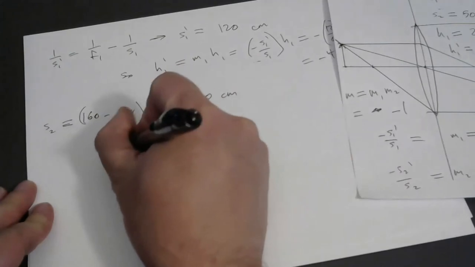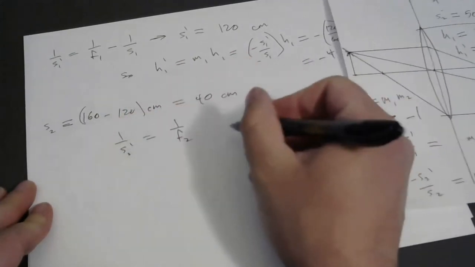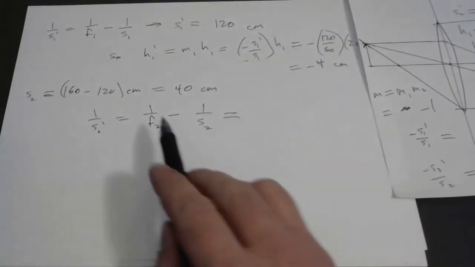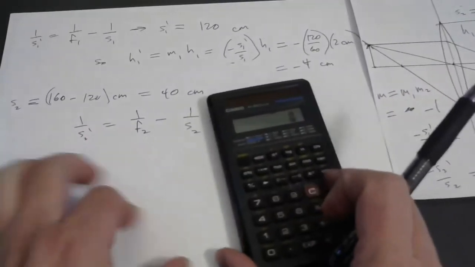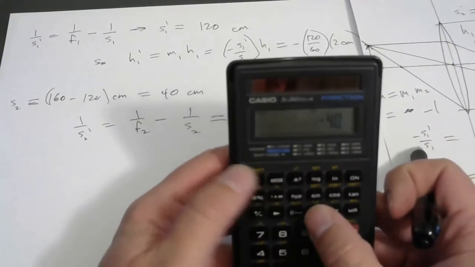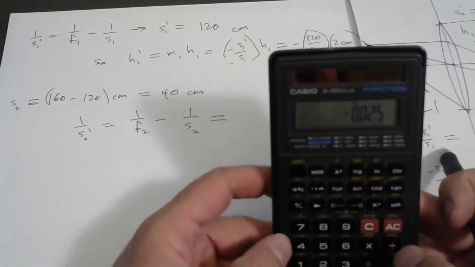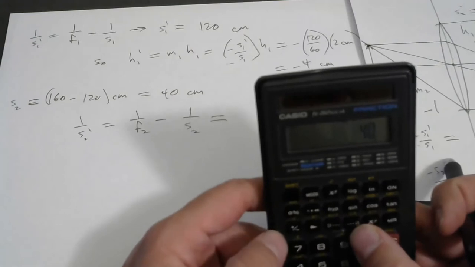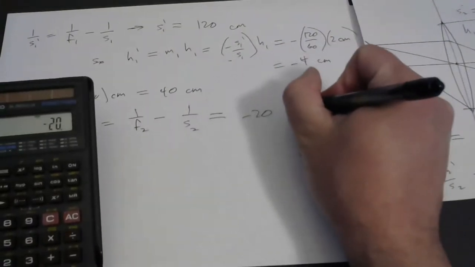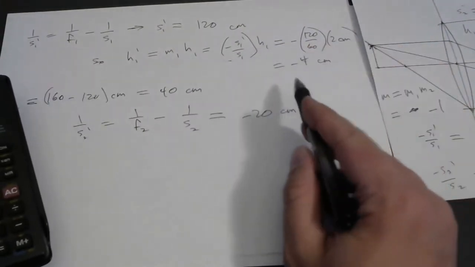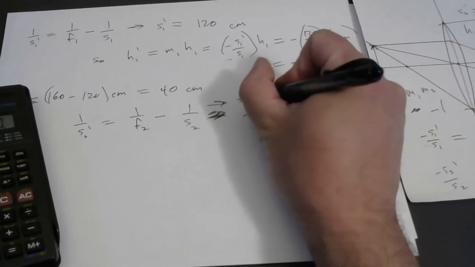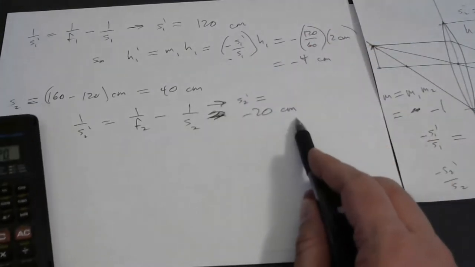Okay, let's find the location of the image for the second lens. It's the same equation as before. 1 over S2 prime would be 1 over focal length 2 minus 1 over object distance 2. And don't forget, for a diverging lens, the focal length is negative. So I'll say 40 centimeters with the minus sign, reciprocal button, minus the object distance, which is positive 40, just a coincidence that they're both 40, reciprocal button, equals, and then take the reciprocal of that, and I find negative 20 centimeters. Whoops, this is sloppy. What I meant to say is, this means that the image distance is negative 20. This is not 1 over S2 prime, this is S2 prime.